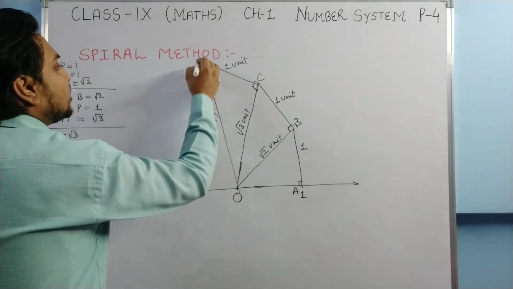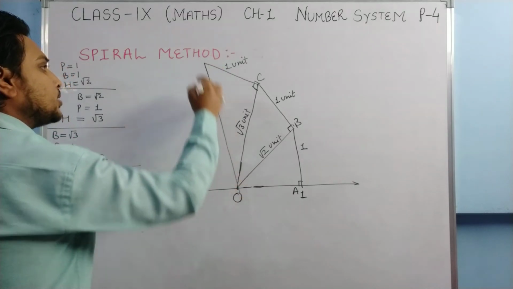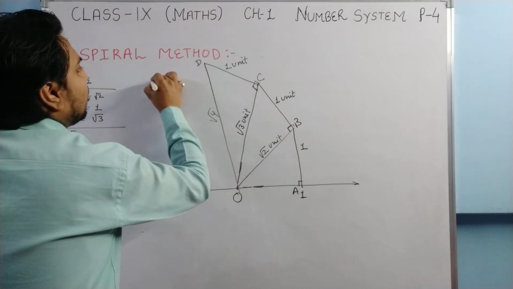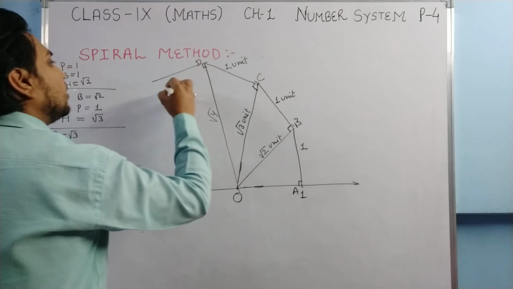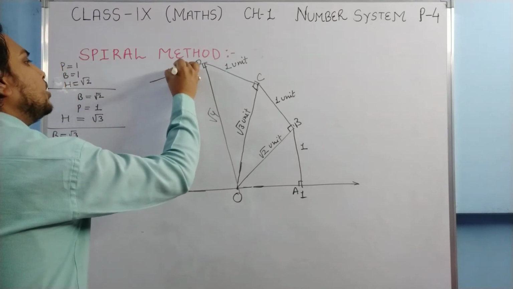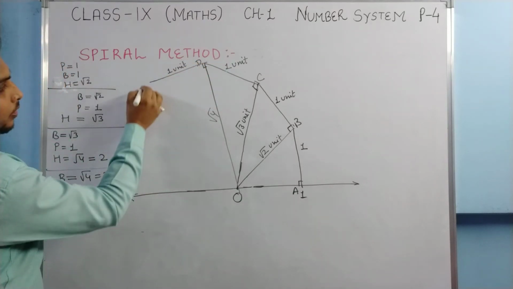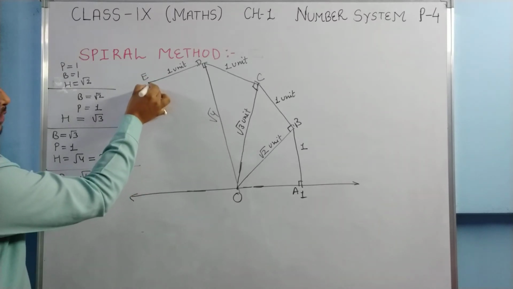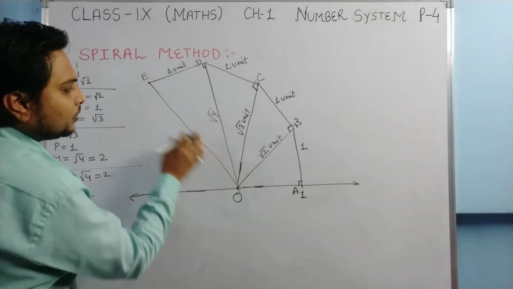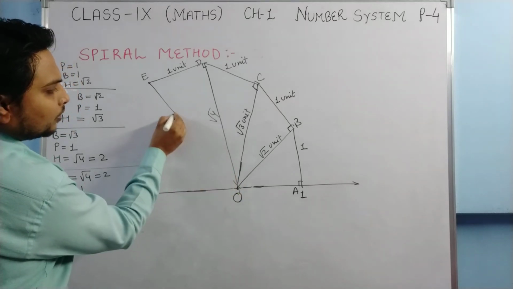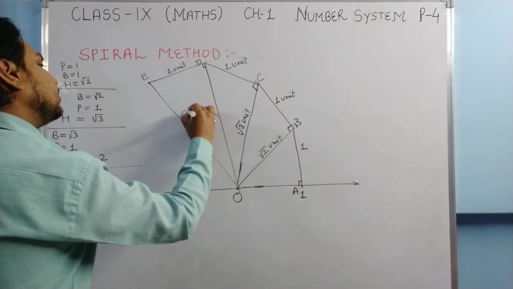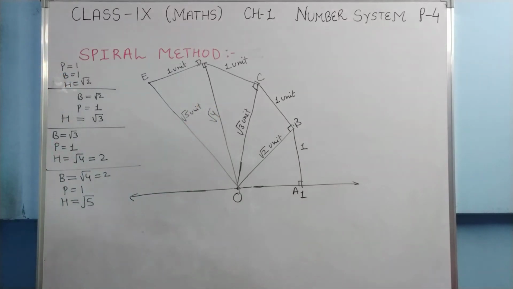Now suppose this OD is the base, and at this OD draw a perpendicular of 1 unit. Suppose this is point E, then this distance OE will be under root 5 unit. Are you getting this?